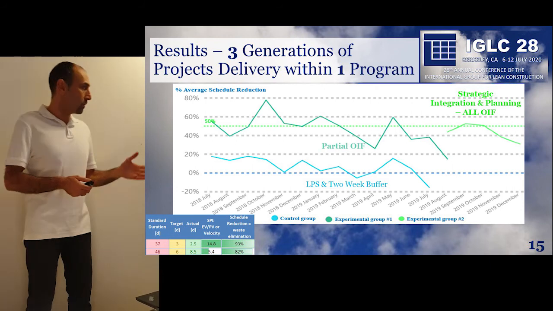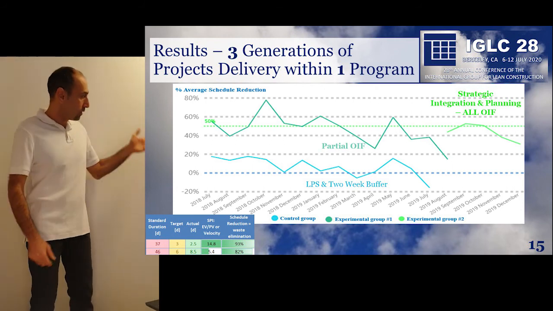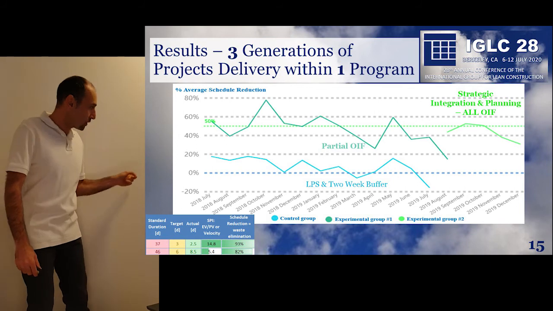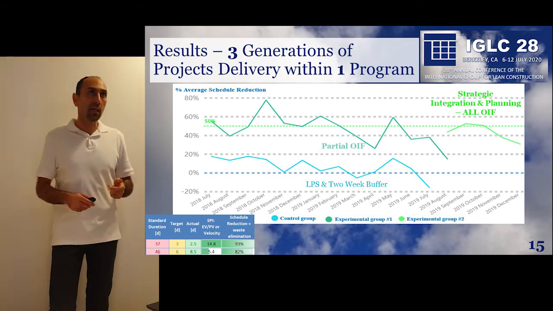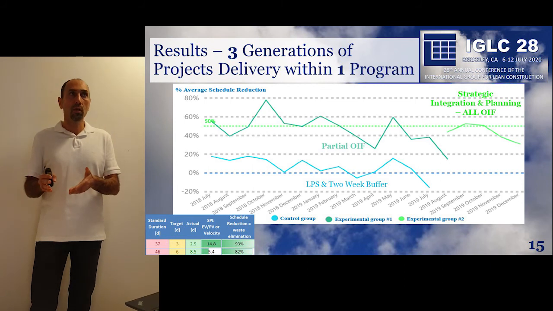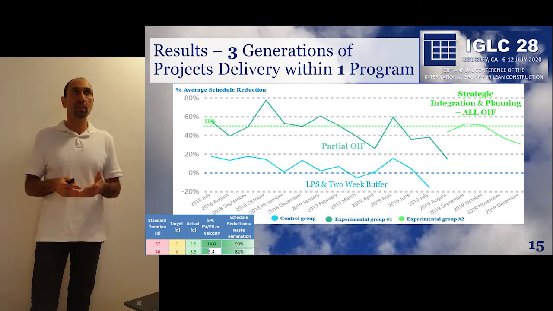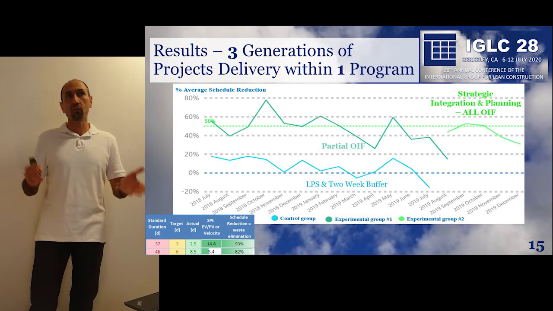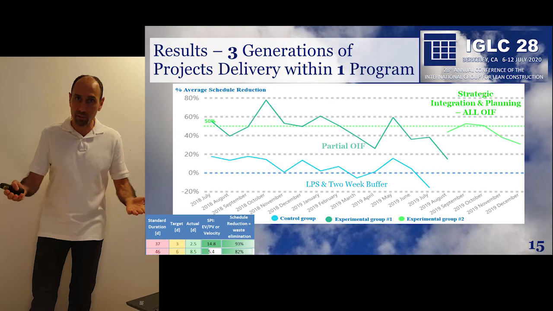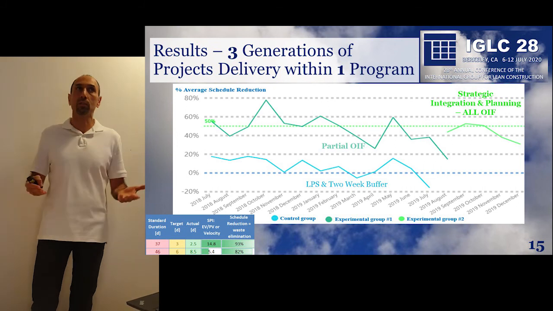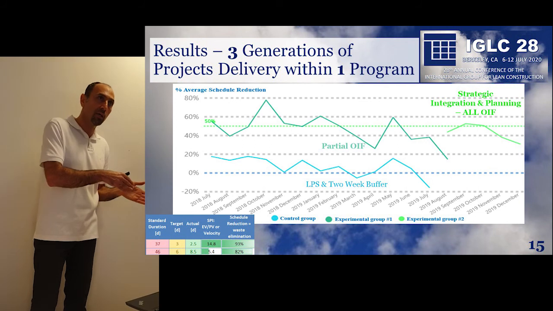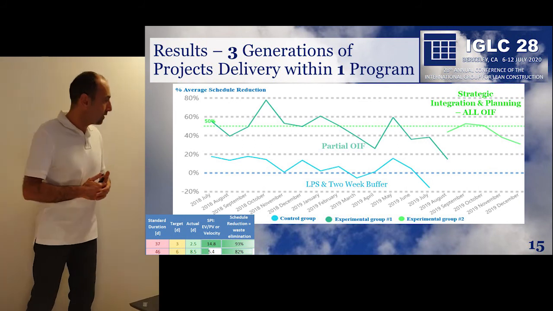When you see on the axis here 0%, this is the percentage of schedule reduction. If we are at 0%, that means that we met our standard duration. If we are at 50%, that means that we shortened it by half. We had 50 days, we did it in 25. We did that in order to have an apples-to-apples comparison between all of the projects, and we had a lot of projects in flight.